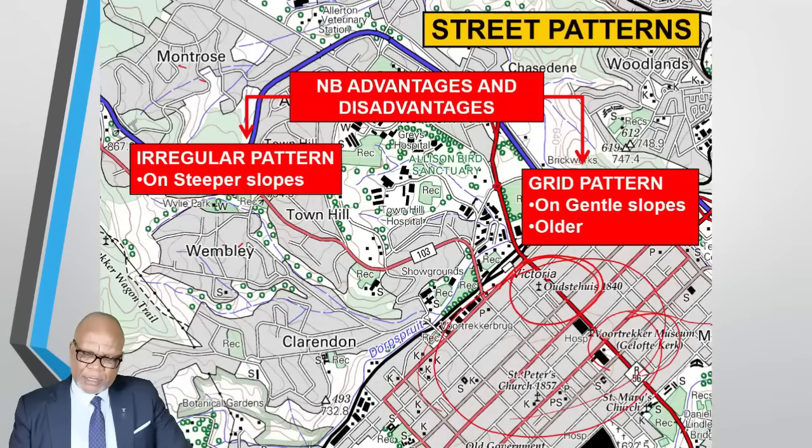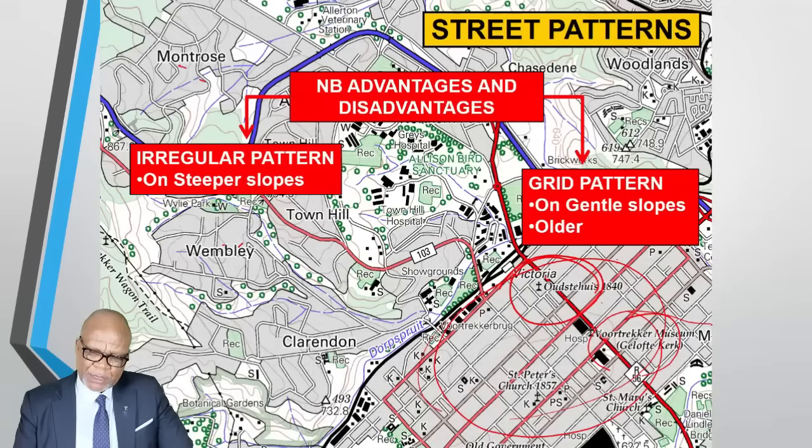What you should know again is, for the grid pattern, what are the advantages and the disadvantages? This pattern is so easy to lay out, and it's easy to find your way here. That will be the advantage of the gridiron pattern. It's easy to lay out, and it's easy to find your direction here. And it is found on the older part of the city, which was flat.